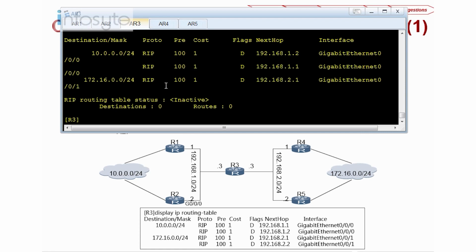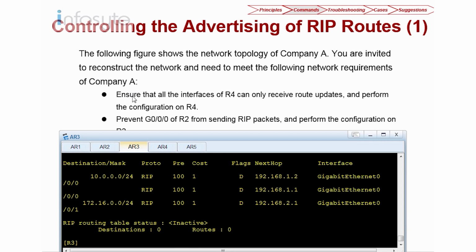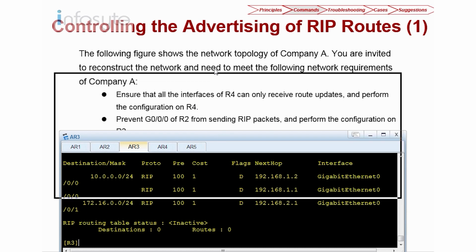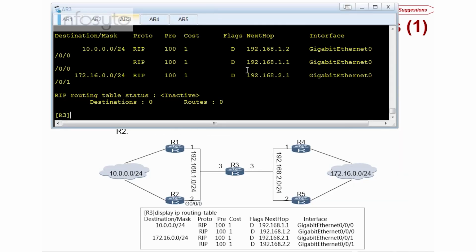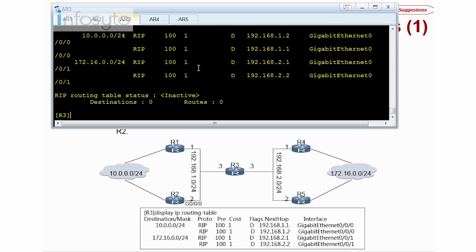Okay, so I'll just wait for another one to come back here. That is 172. So this one came back. I just wait for a while for the 172 to come back. It will take a while for the advertisement. So let's do the first exercise here: ensure that all interfaces of R4 can only receive route updates, and perform the configuration on R4. You can only receive, so you can use the command called silent-interface. Alright, so you can see that it came back.